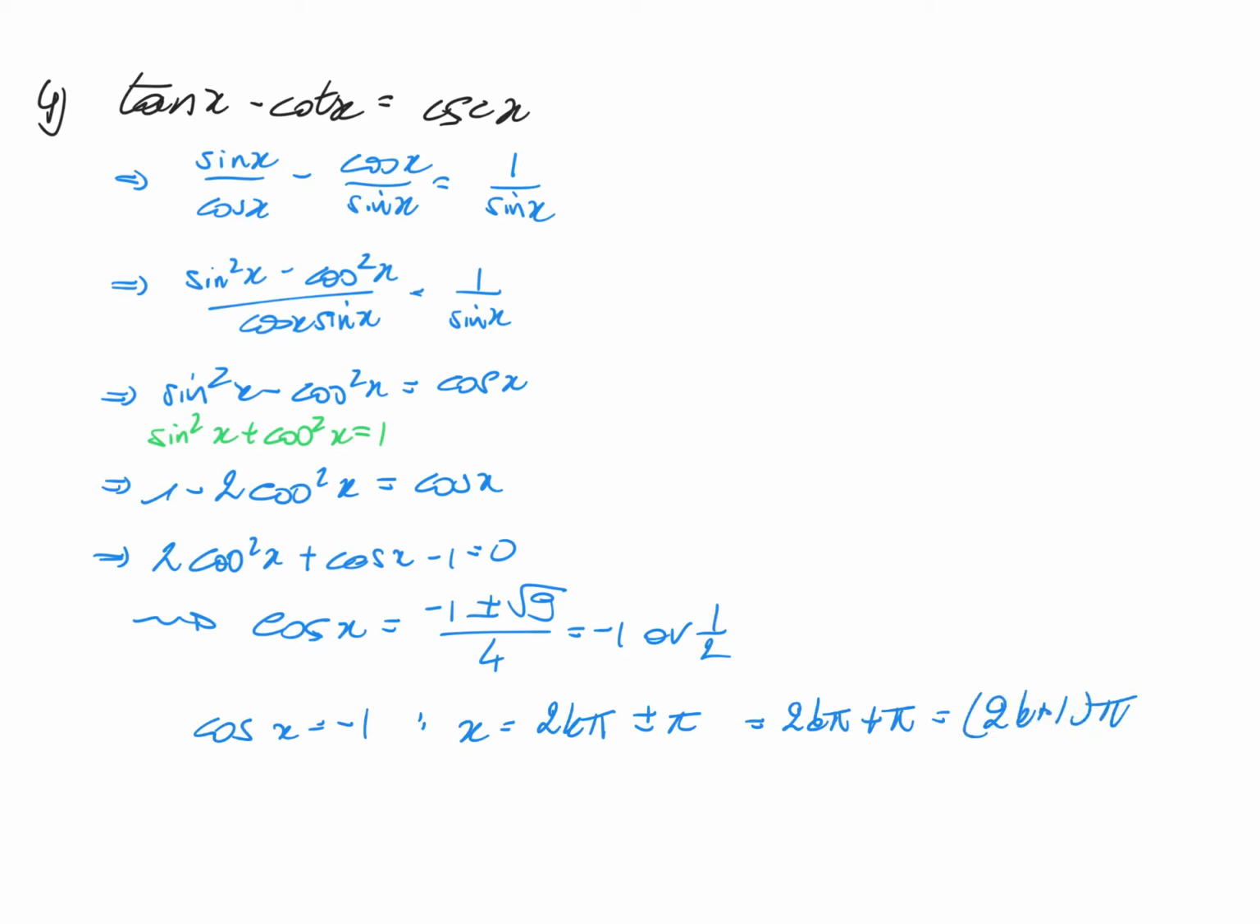times pi. If cosine x is 1/2, then we know we have pi over 3. So it is x equal to 2k pi plus or minus pi over 3. Or if you want to rewrite it, it is 2k plus or minus 1/3 times pi.